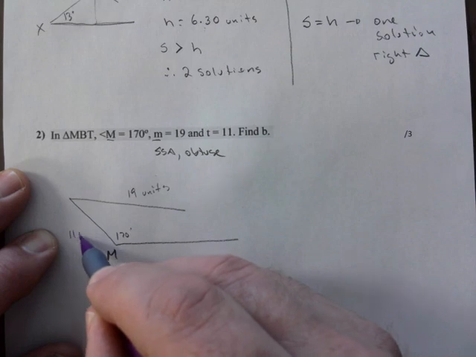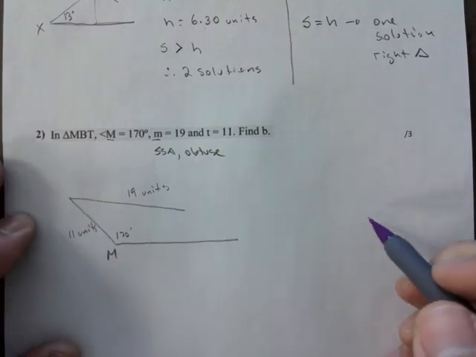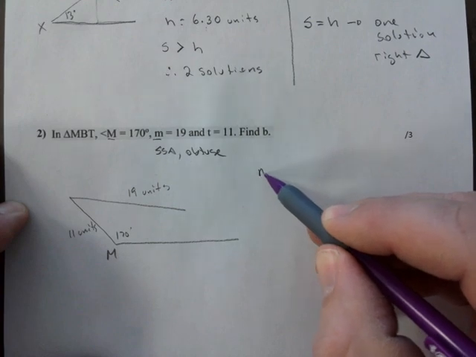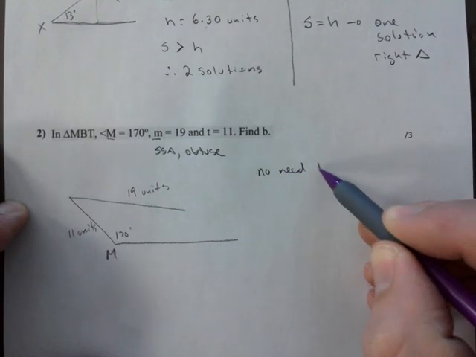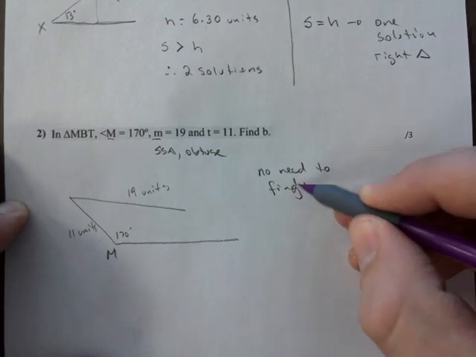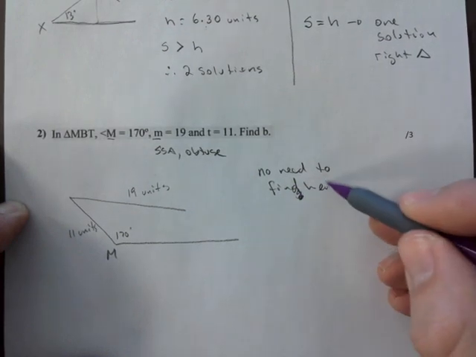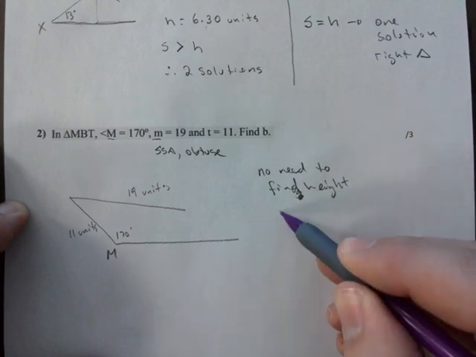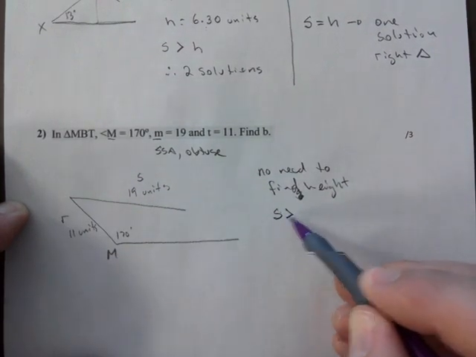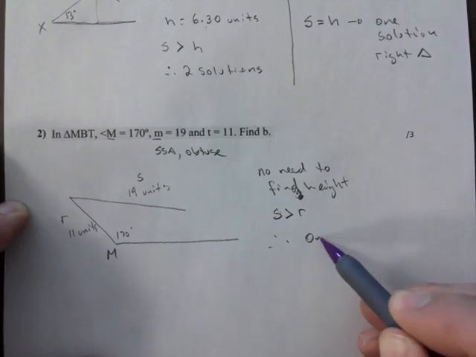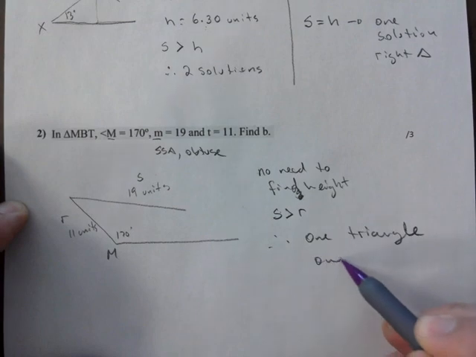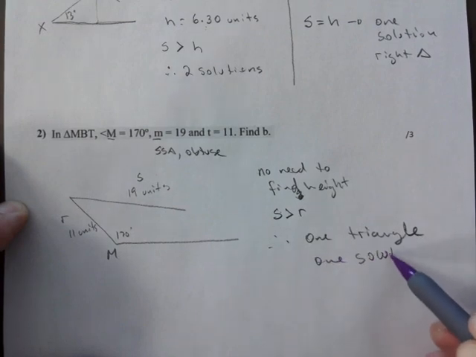And this is 11. And you never find the height here. No need to find the height. All you do is compare the string and the rod. In this case, the string is greater than the rod, therefore one triangle, one solution, the same thing.